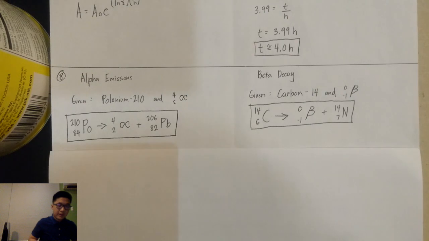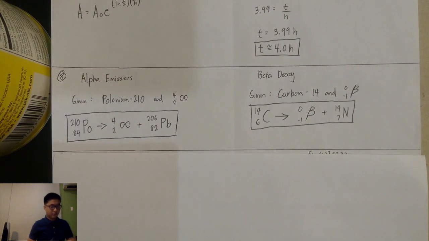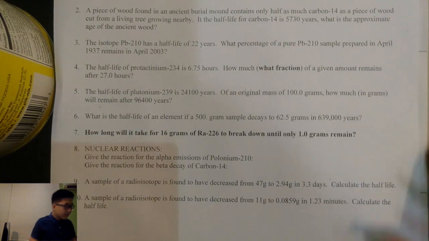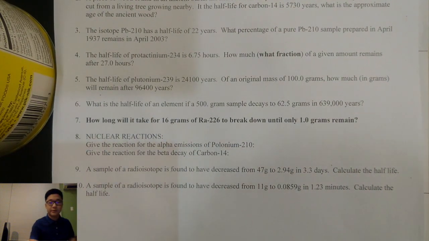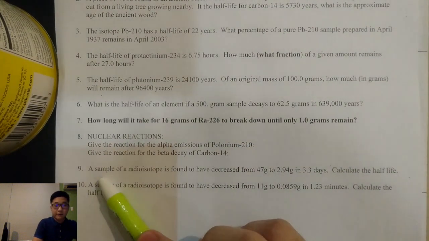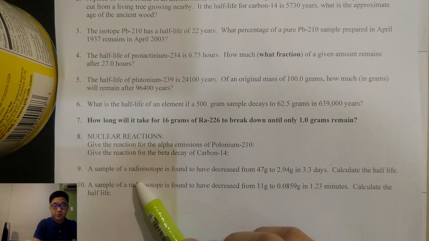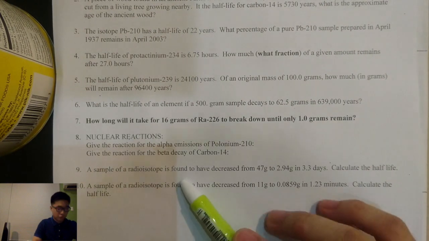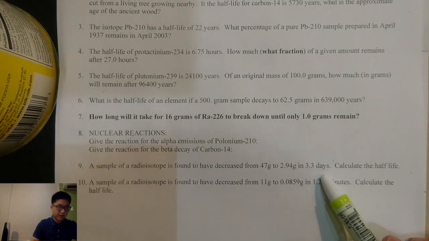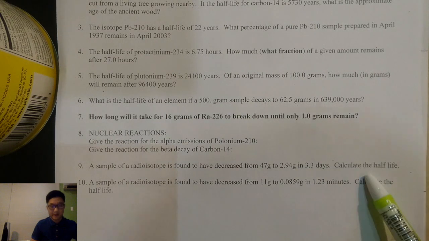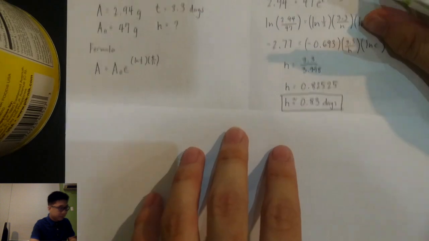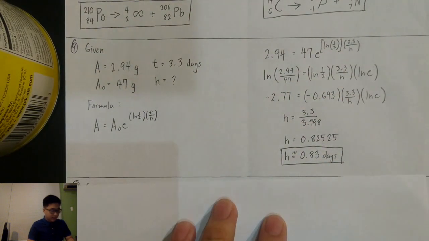Okay. Now let's move on to number 9. We're almost done, folks. We're just up to number 10. Okay, number 9. A sample of radioisotope is found to have decreased from 47 grams to 2.94 grams in 3.3 days. So we have to calculate the half-life. So it's pretty easy. Here we go. Number 9.